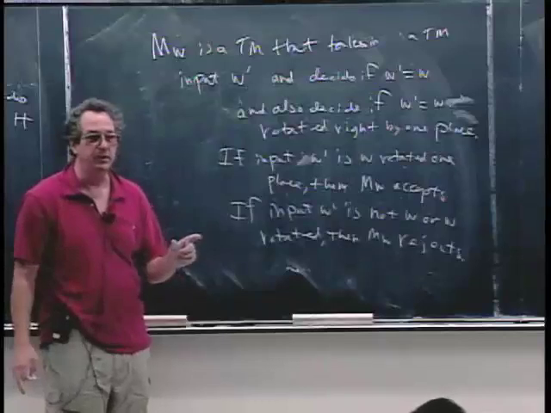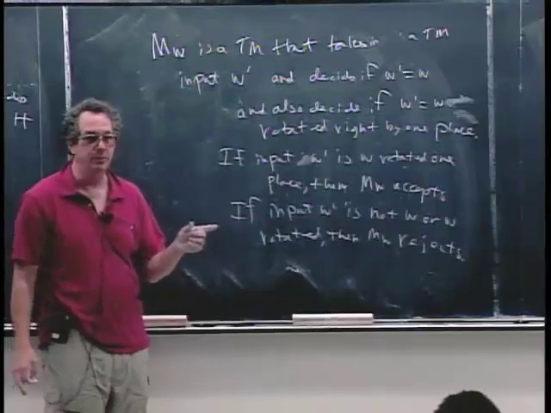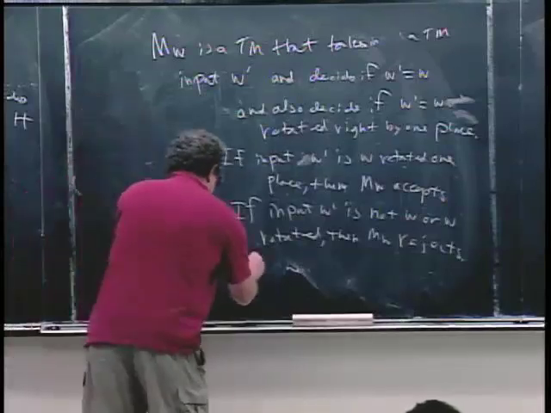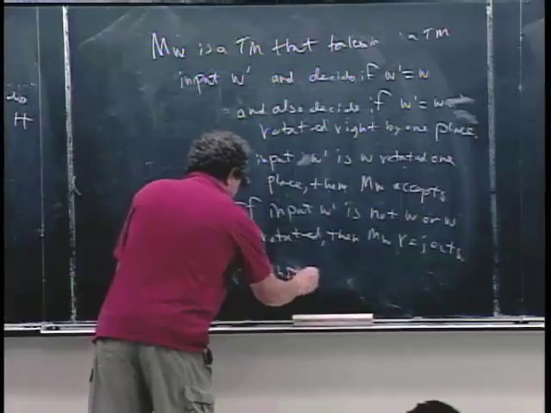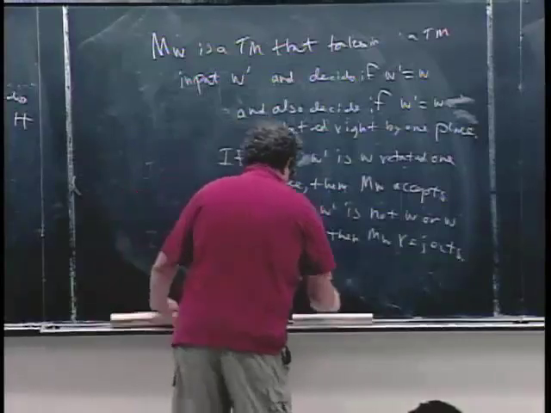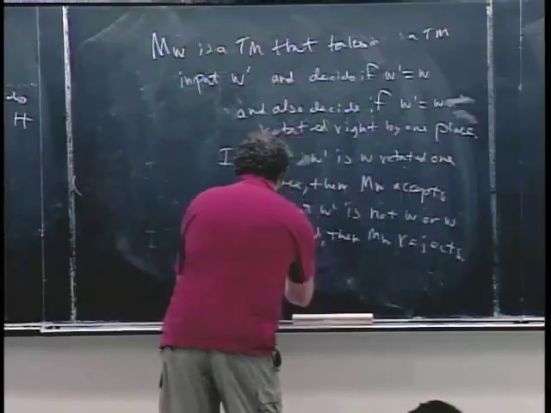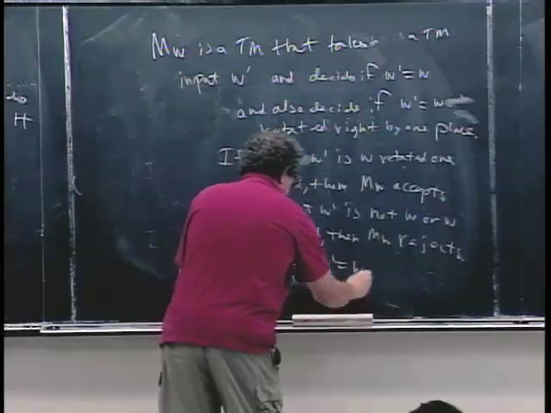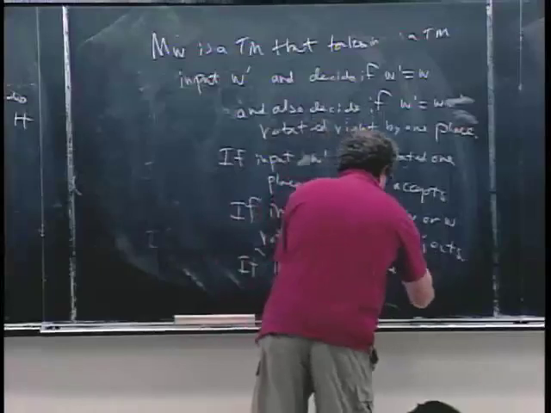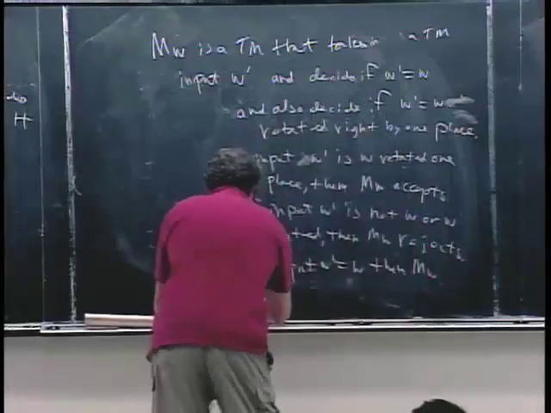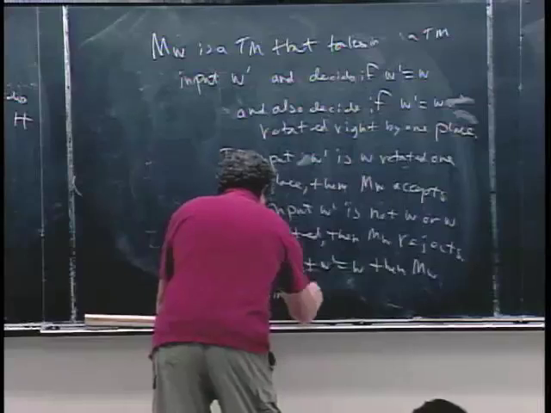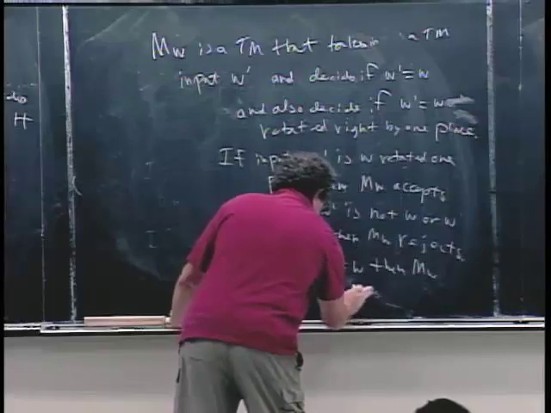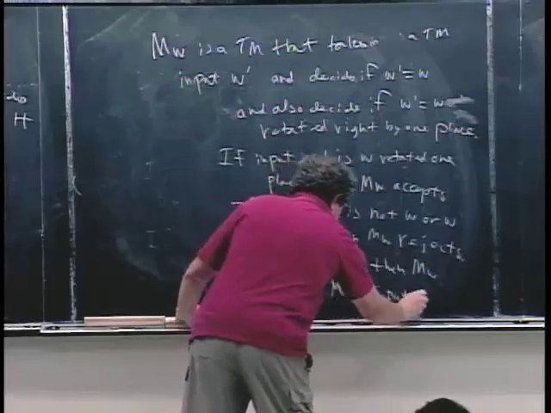So what's left out is what should MW do when the input is W. Okay? If the input W prime equals W, then MW simulates M on input W. Okay?